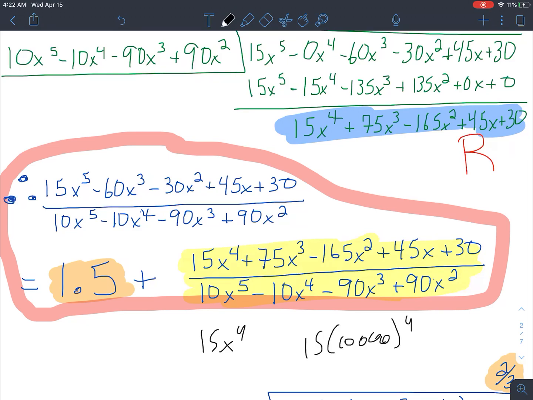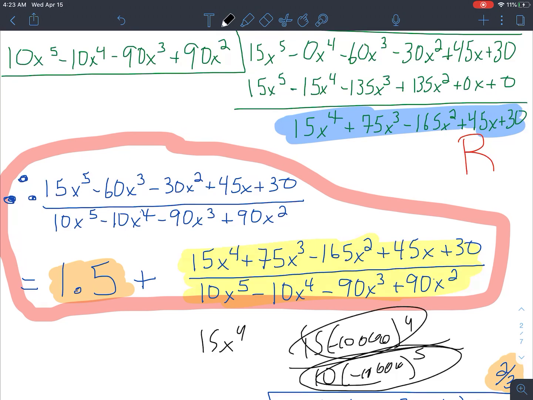Well, that's going to, oh sorry, negative 1,000,000 to the 4. Well, that's going to be positive because negative 1,000,000 to the 4 is positive. Over 10 negative 1,000,000 to the 5. Well, this one will actually be negative because it's an odd power. So this overall thing will be a positive over a negative, and yep, we're going to get a negative number.